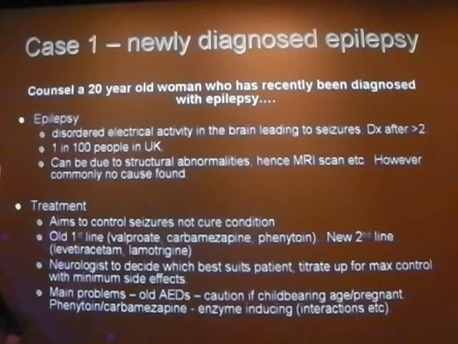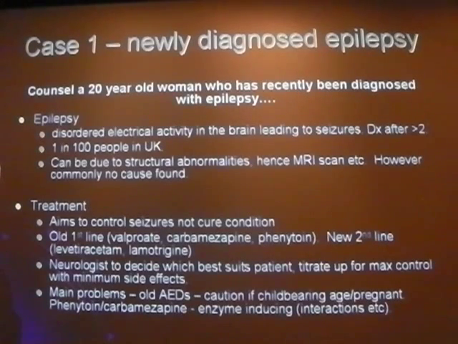So the scenario that we got was a 20-year-old woman, and she'd recently been diagnosed with epilepsy. We just had to counsel her and answer any questions about her concerns. Even though everyone knows what epilepsy is, it's actually quite hard to explain it concisely, in just one line. That's what we tried to do for every illness like that. We tried to get something you could just say in one line, tick that box, and then move on to something else.